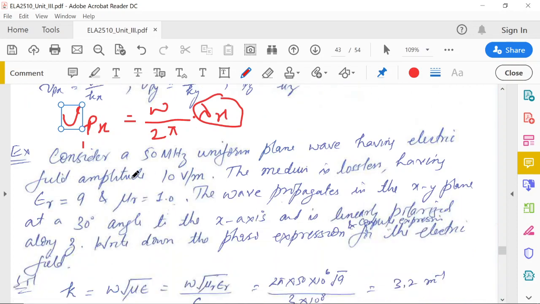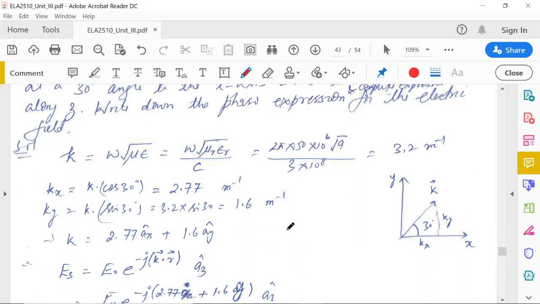So here you have an example. Consider a 50 megahertz uniform plane wave having electric field up to 10 volt per meter, in a lossless medium. The wave propagates in the xy plane at a 30-degree angle to the x-axis and is linearly polarized along z. Write down the phase expression and so on. So kx will be k into cos theta, because this is two dimensions. This angle is theta x and this is theta y, so theta y is 90 minus 30. So you can find kx and ky.